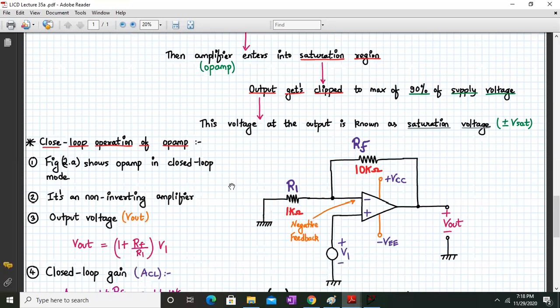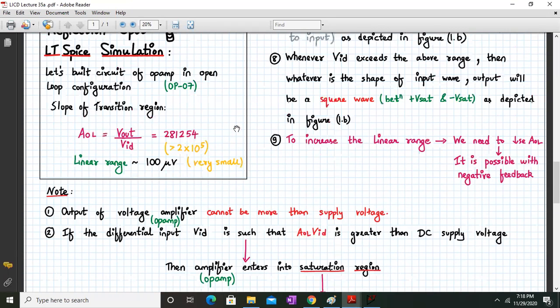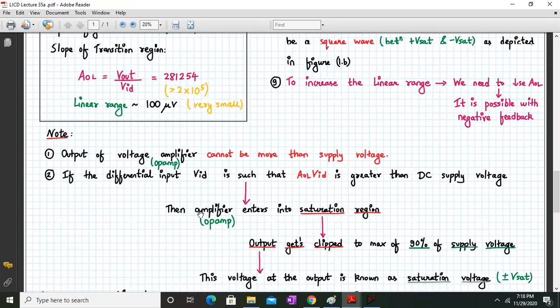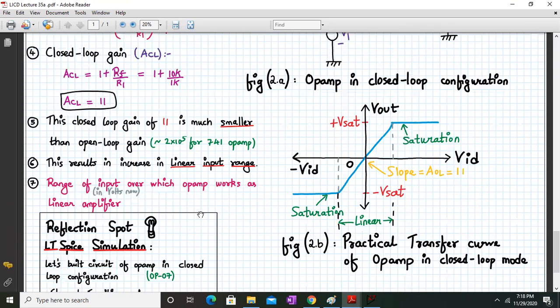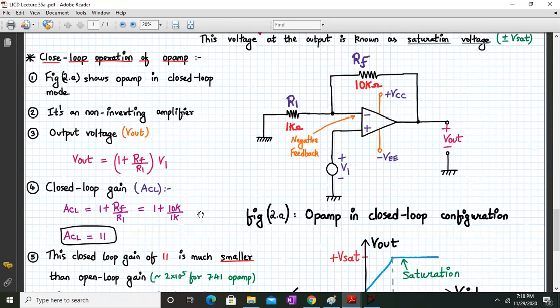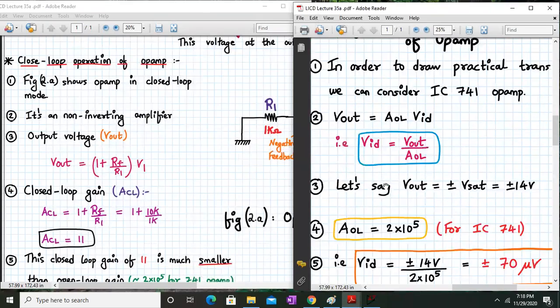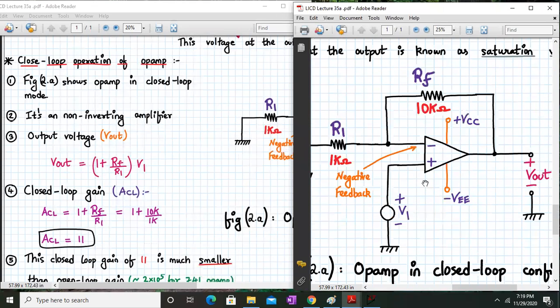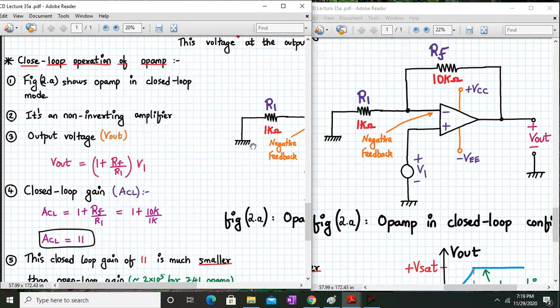Now we go for the closed loop configuration. Remember, we have made a statement that to increase the linear range of the op-amp, we need to decrease the value of the open loop gain, and this is possible only with the negative feedback. So we make the op-amp in the closed loop configuration like this. Let me just open the second PDF and show it to you. So this is my diagram, that is op-amp in the closed loop configuration.